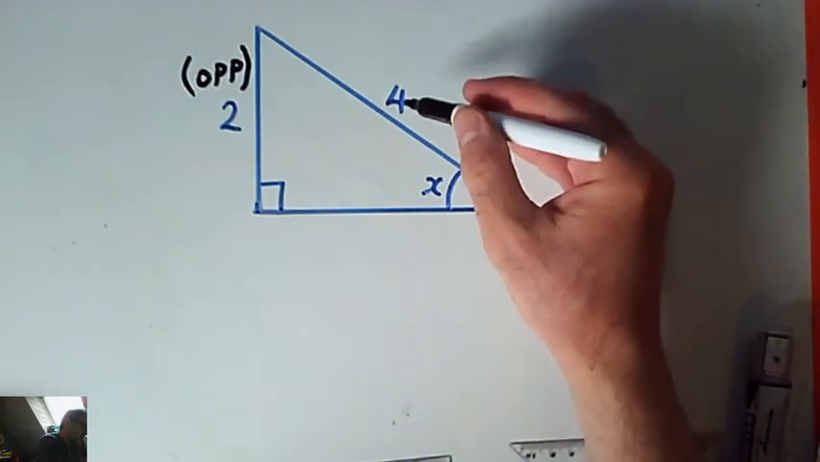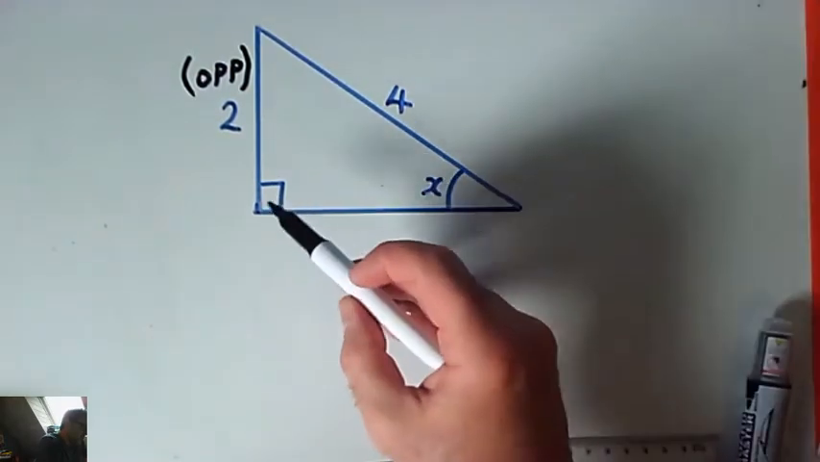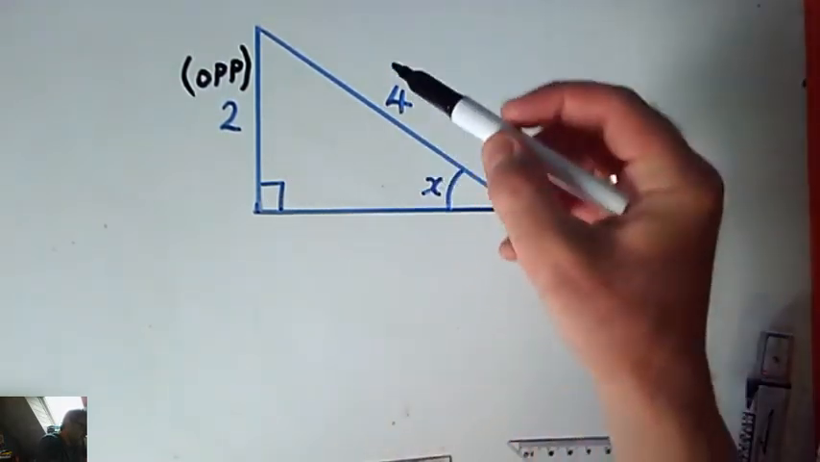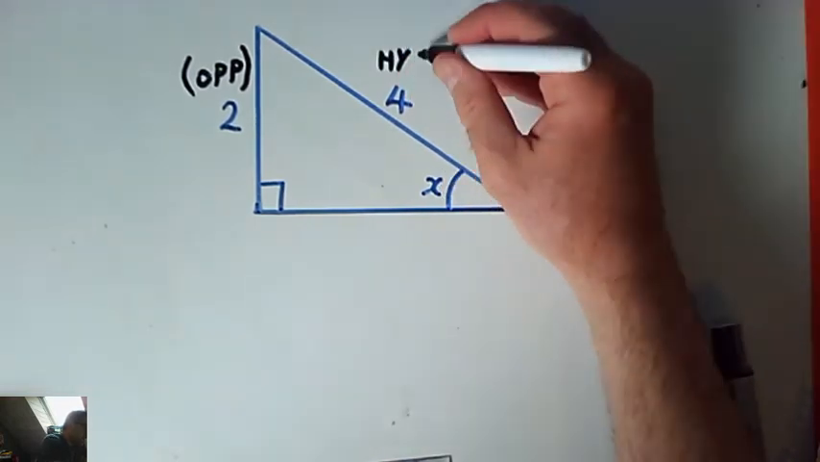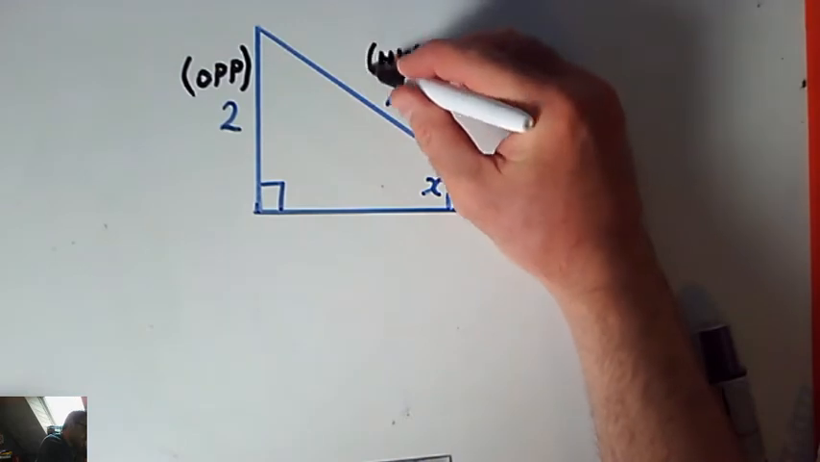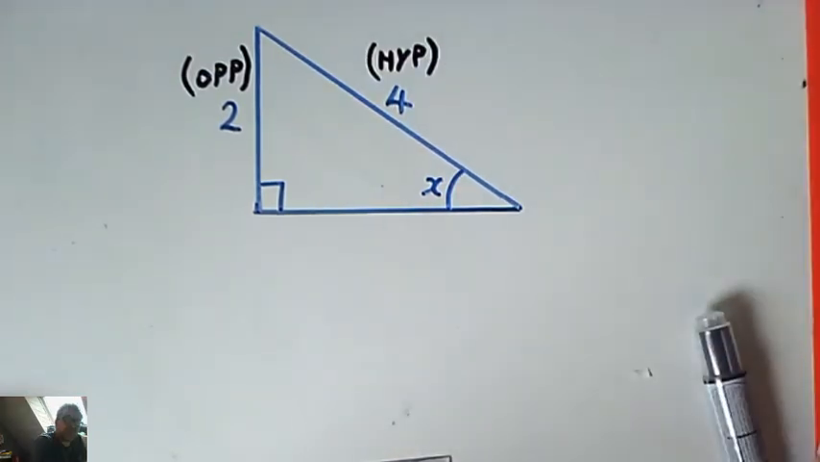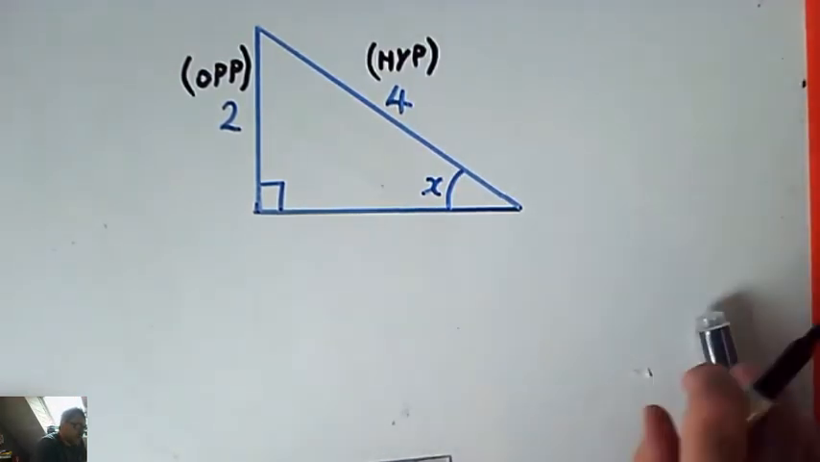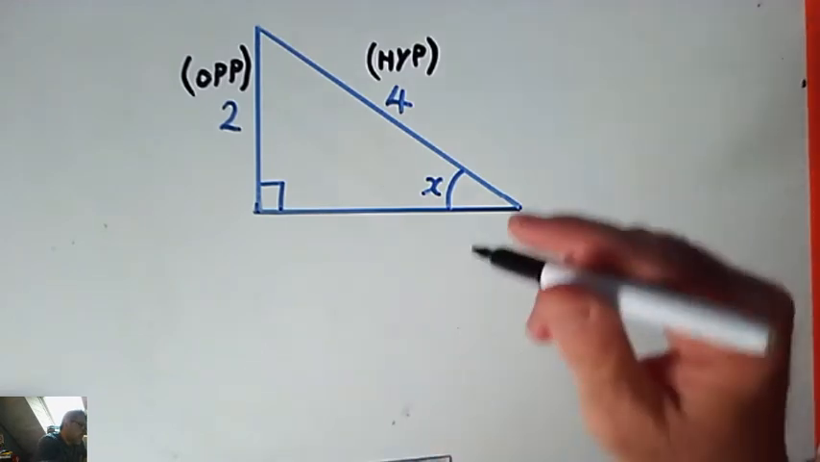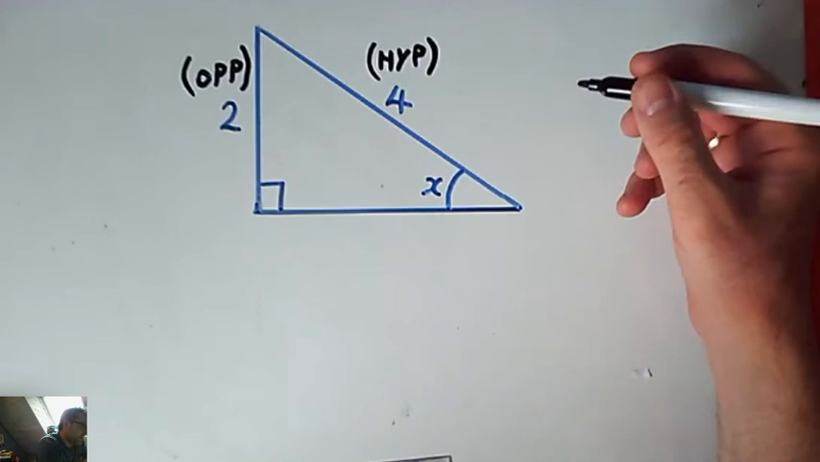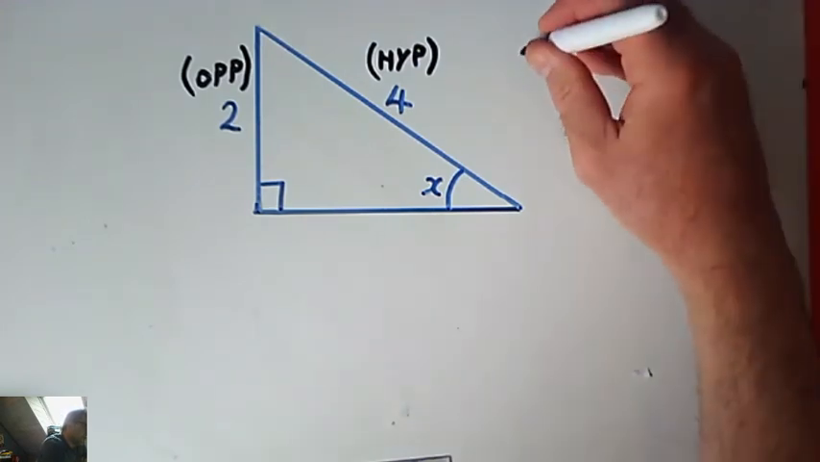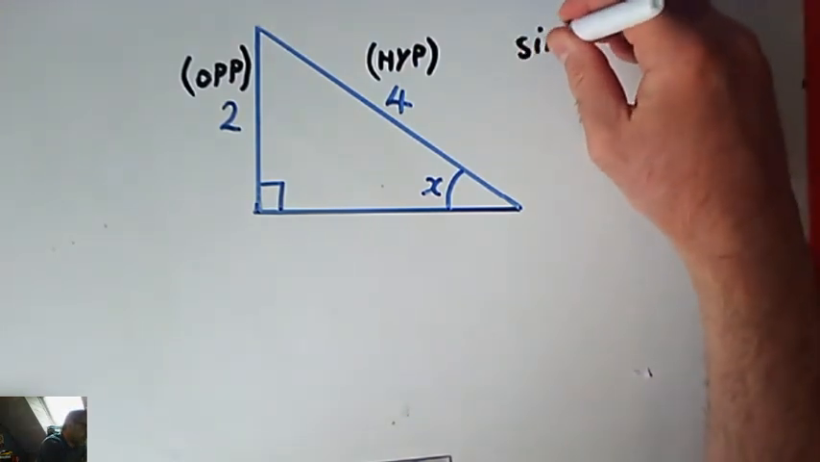And then the 4, well, the 4 is the longest side. We know it's the longest side because it's across from the 90-degree angle. So irrespective of where x is, the longest side is always the hypotenuse. So we've got opposite and hypotenuse, and then we need to remind ourselves which of the 3 trig ratios involves opposite and hypotenuse, and in fact that is sine.